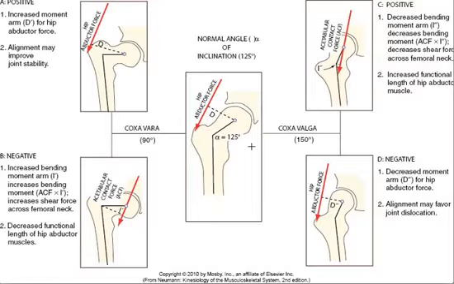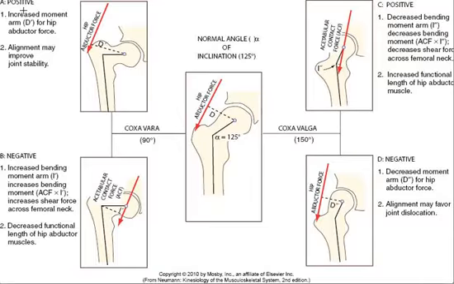about 125 degrees. And then the hip abductor force or moment, and its moment arm, is shown here. So in these diagrams, what we're going to show is how the abnormalities of the neck change the mechanical effect of the hip abductor muscles, specifically related to the moment arm and force length changes.